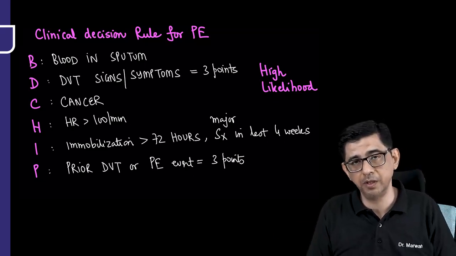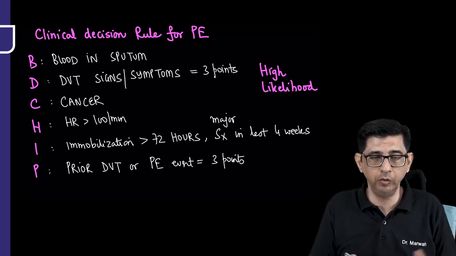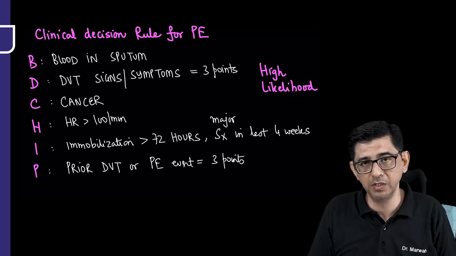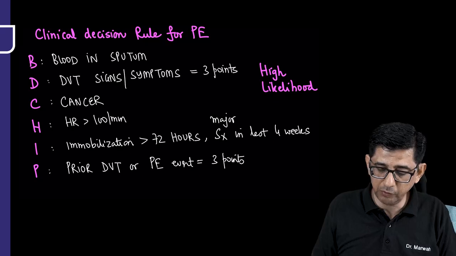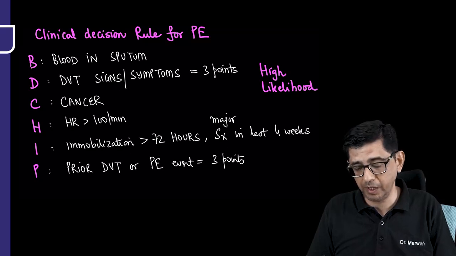So overall I can say that most of these parameters would have 1 point. Blood in the sputum is rare, and not everybody has a cancer. And tachycardia is not a very specific thing. Tachycardia can occur in you and me also due to anxiety. So 3 pointers are given for only 2 things, and both involve DVT. Either the person currently has DVT or there's a prior episode of DVT.